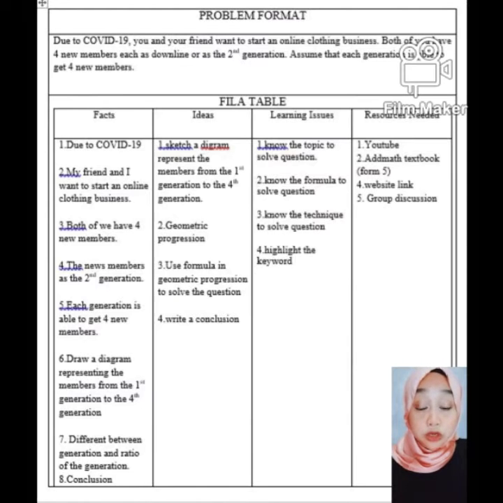Today I want to present about the filler table from question 1. Okay, first, the problem format is due to COVID-19, you and your friends want to start an online business, clothing. Both of you have 4 new members, each as downline or as the second generation. Assume that each generation is able to get 4 new members.